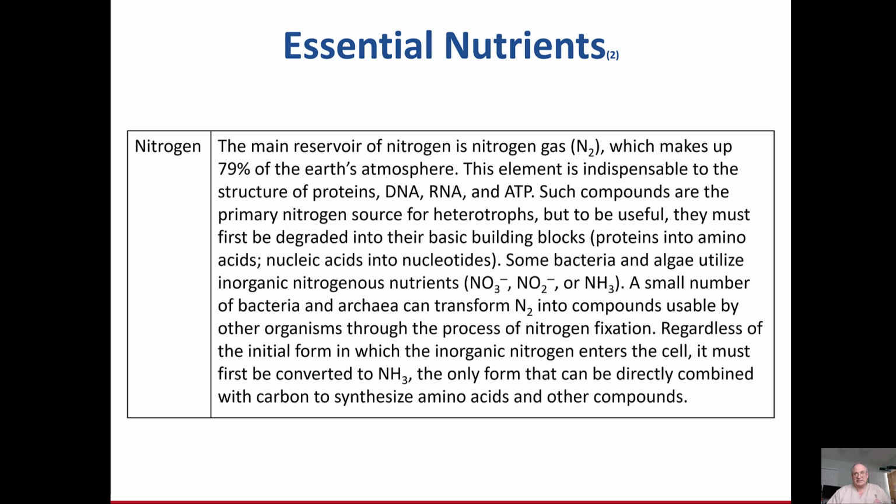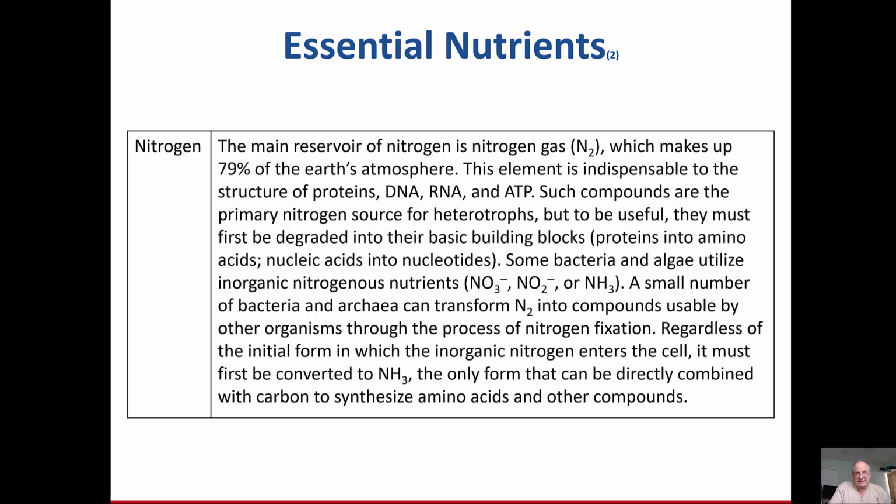And regardless of the initial form in which inorganic nitrogen enters the cell, it must be converted to NH3. That is the only form that can be directly combined with carbon to synthesize amino acids and other compounds. Okay, so it's pretty straightforward.